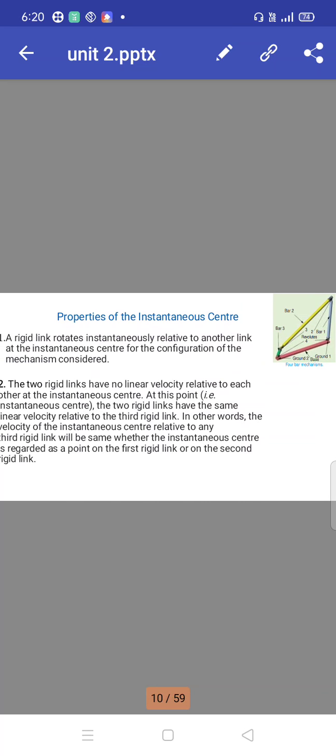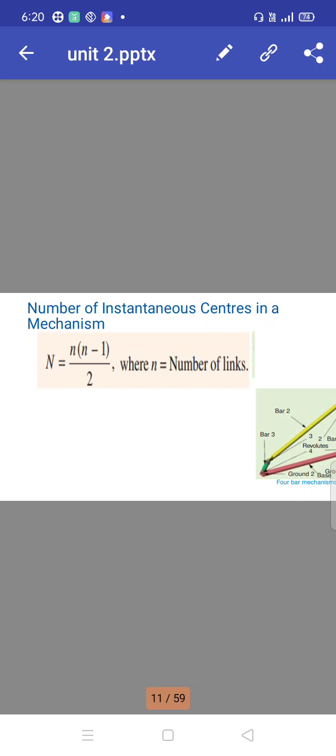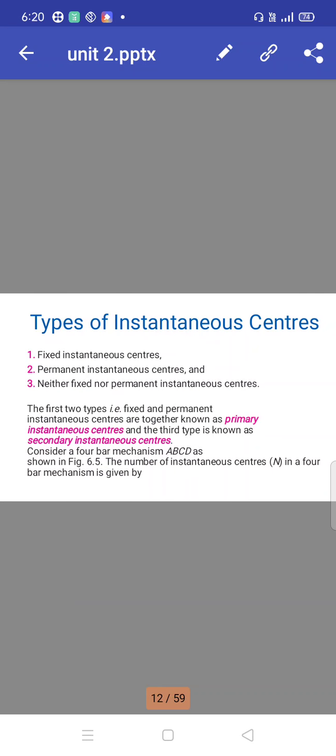So how will it actuate? The number of instantaneous centers in the mechanism, n, is equal to small n into (n minus 1) divided by 2, where small n is the number of links utilized in the system. Types of instantaneous centers: first, fixed instantaneous centers; second, permanent instantaneous centers; and third, neither fixed nor permanent instantaneous centers. The first two types, fixed and permanent, are together known as primary instantaneous centers, and the third type is known as secondary instantaneous centers.